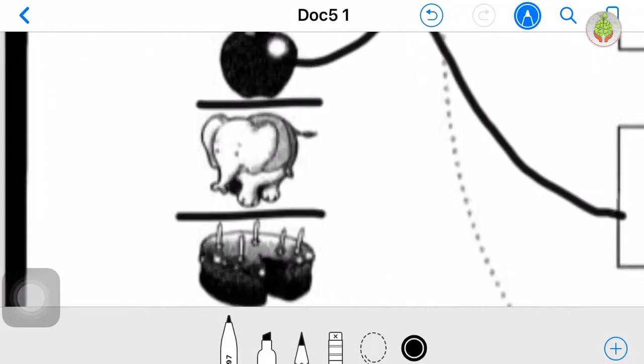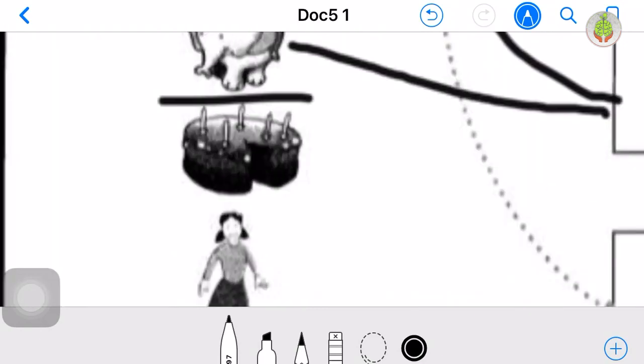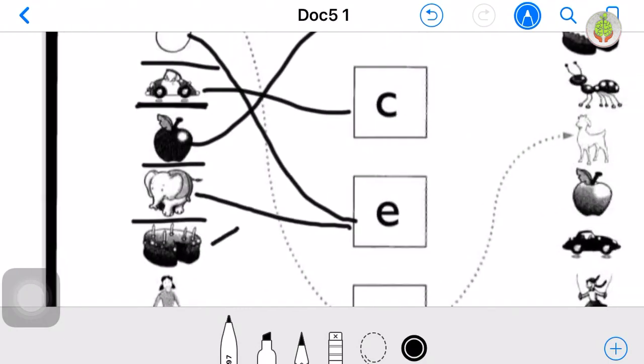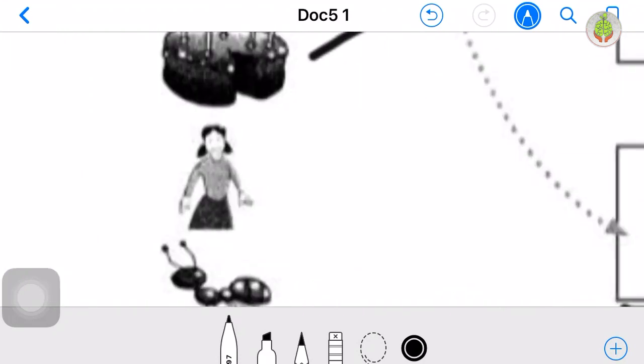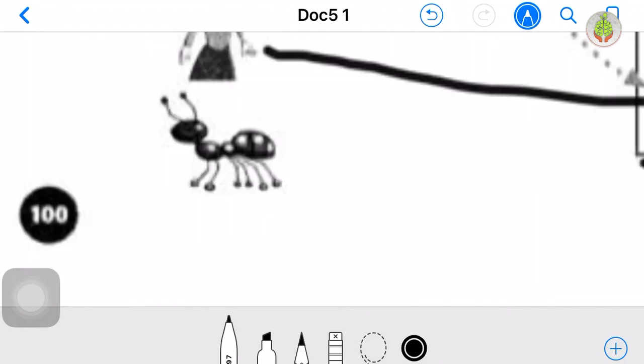What's this? What do we call it? Yes, it's an elephant. Then here we have cake. K, k, cake. Yes, the letter C, it has the sound k. Here we have girl. G, g. Yes. Finally, here we have ant. A, a.